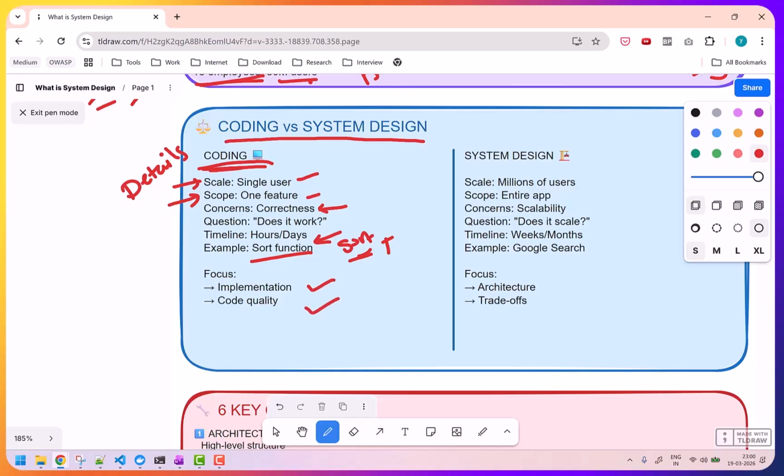But when it comes to system design, you need to think all together about how it will scale for millions of users. For example, take Google search. How can Google search work for millions and billions of users? The scope is the entire app you need to consider. You are not restricted to a single component of your application. The entire application has to work when millions of users connect. Here you were only focused on a single functionality like a sorting function, but here the entire app is considered.